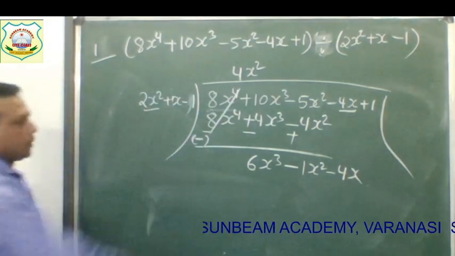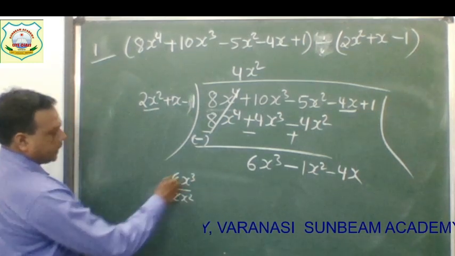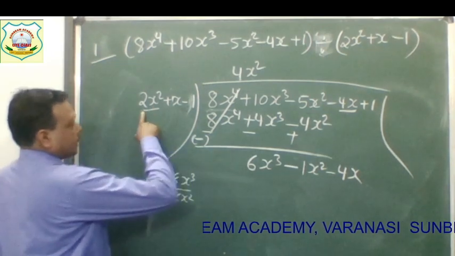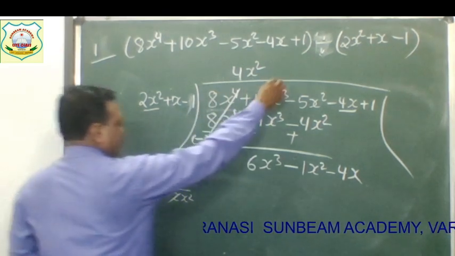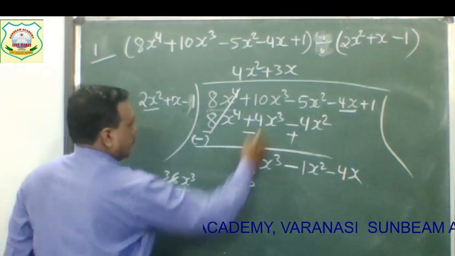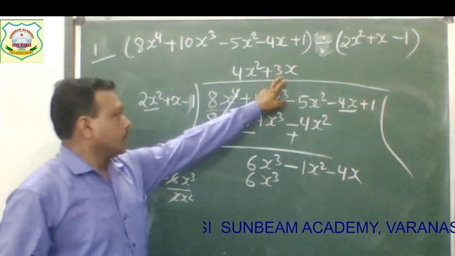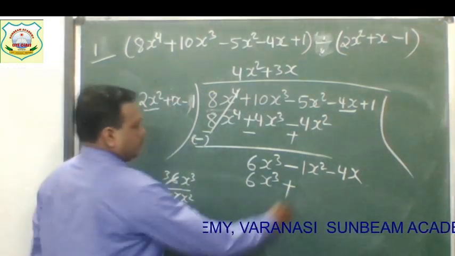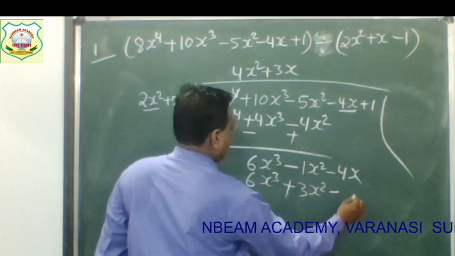6x³ and 2x². 6x³ upon 2x². 2 3 here, and x to the power 3 minus 2, and x will come: 3x. 3x into 2x²: 3 into 2 is 6 and x into x² is x³. So here we will write plus 3x. 3 into 2 is 6 and x into x² is x³. Now 3, plus is here, the sign will not change. Plus we will write here, and 3 into 1x, 1 3, and x into x² minus 3 into 3x into 1, 3x.